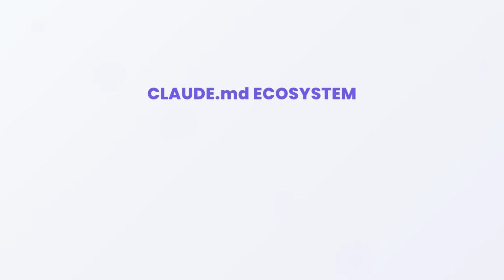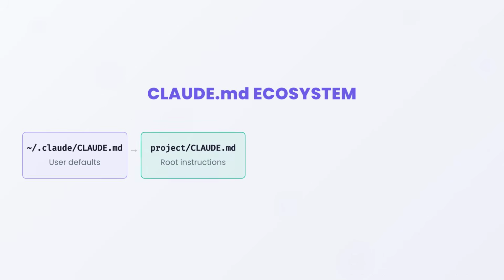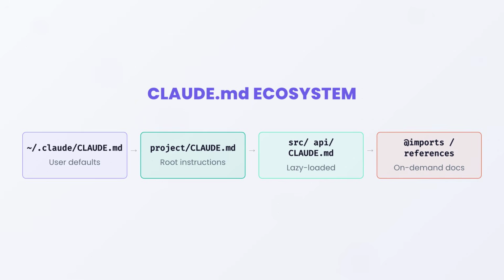Here's the full ecosystem. At the top, your personal defaults in tilde Claude. Then the project root file. This is where most teams start. Subfolder files load lazily as Claude reads nearby code, and imports pull in external docs on demand. Start with the project root. The rest will follow naturally.